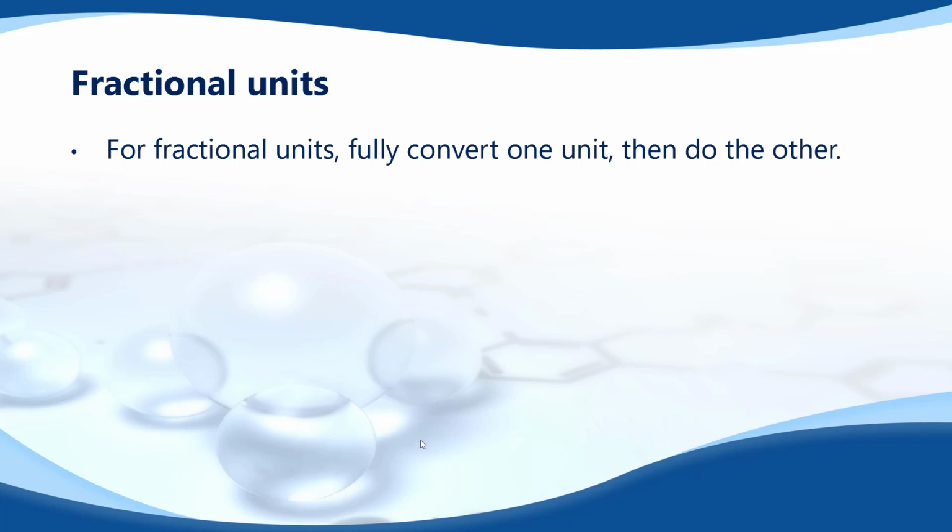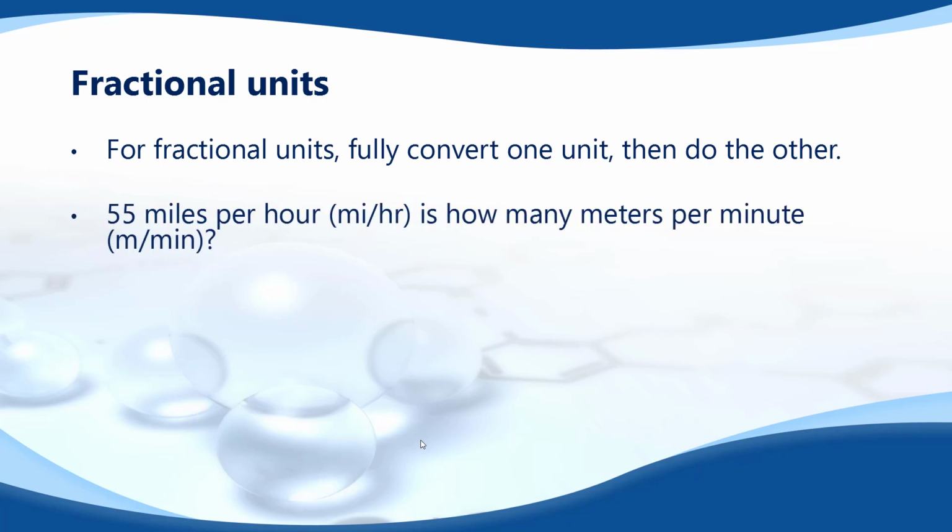So if we try this one, we have 55 miles per hour. I want to know how many meters per minute that is. Well, first thing I need is to know all my different conversions. I can look these up on the conversion sheet. 1 mile is 1.61 kilometers. 1 kilometer is 1,000 meters. And there are 60 minutes in 1 hour.